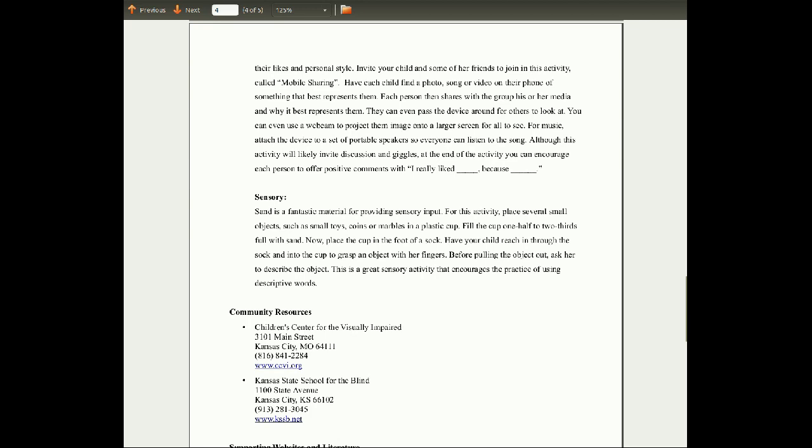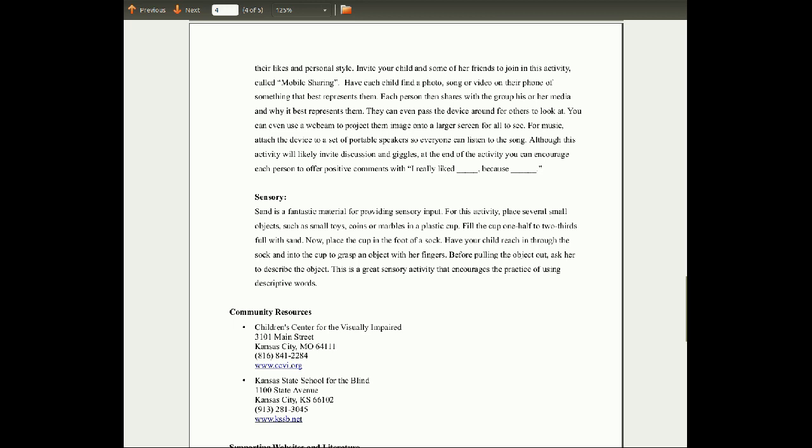Now, for your child who may have a visual impairment, you can use a webcam to project the image onto a larger screen for everyone to see. Now, for music, you can attach the device to a set of portable speakers so everyone can listen to the song.